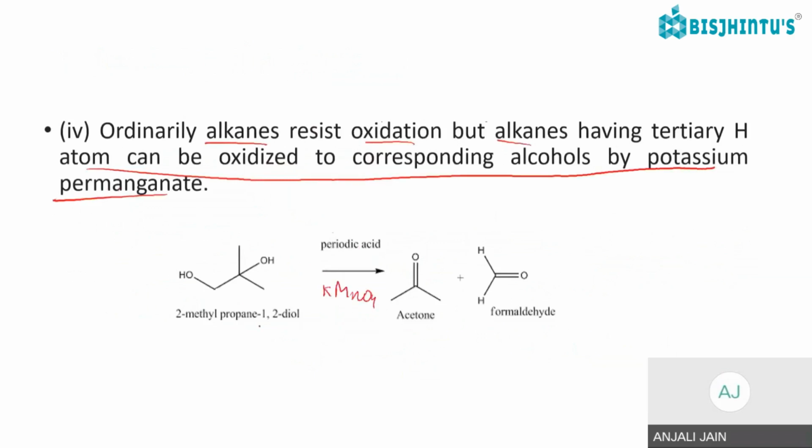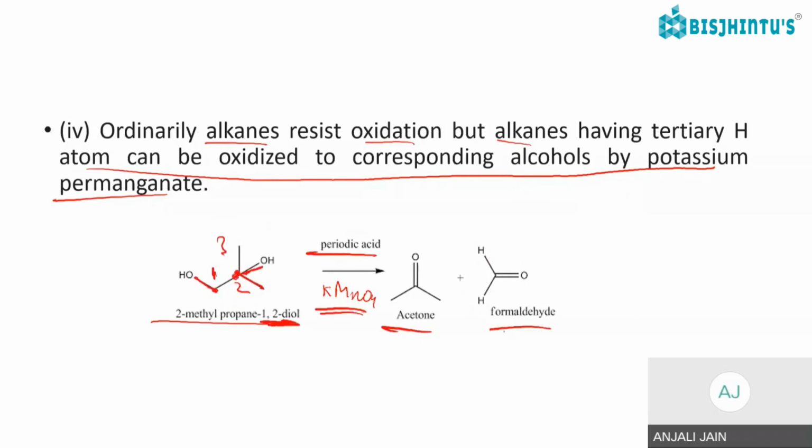So KMnO4 with 2-methylpropane. I will start numbering from here: 1, 2, 3. At the second position there is a methyl substitution. I can start from anywhere, it will be the same thing, 1, 2, and then 3. So in 2-methylpropane, at the first position there is an OH, and at the second position there is also an OH, forming a 1,2-diol. With periodic acid, or we can say potassium permanganate, it gives us acetone and formaldehyde.